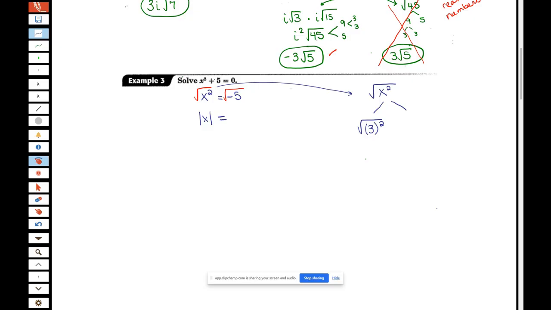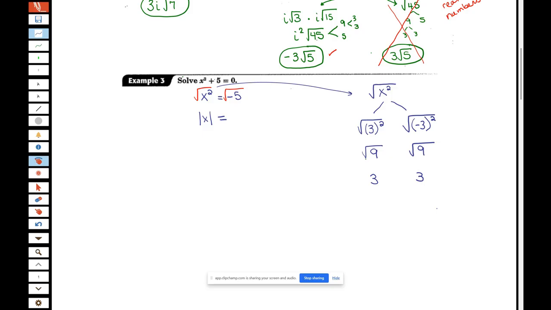And when I follow the order of operations, 3 squared is 9, and the square root of 9 is 3. So it looks like the square and the square root just cancel out. But what if x is negative 3 instead of positive 3? Well, I get the square root of negative 3 times negative 3, which is 9. I still get 3. So whether my x value is greater than or less than 0, whether it's positive or negative, I'm going to get a positive.